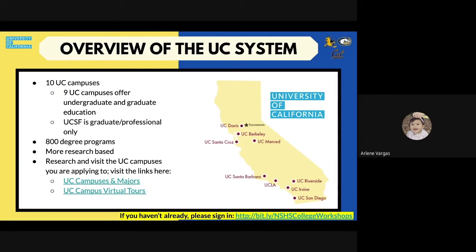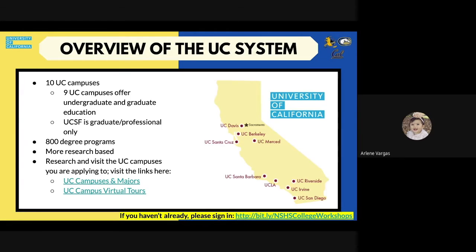Okay, so an overview of the UC system. There are 10 campuses in the state of California, 10 UC campuses. 9 of those UC campuses offer undergraduate and graduate education. UCSF is the only one that is only open to graduate and professional applicants. So this is a school that, for example, you wouldn't be able to apply to as of yet.